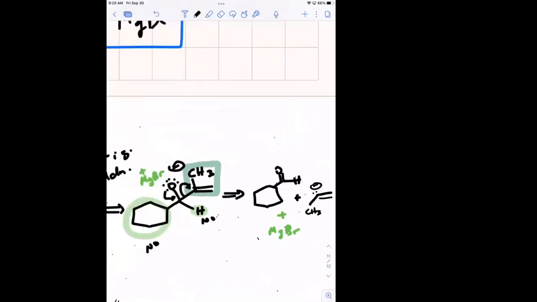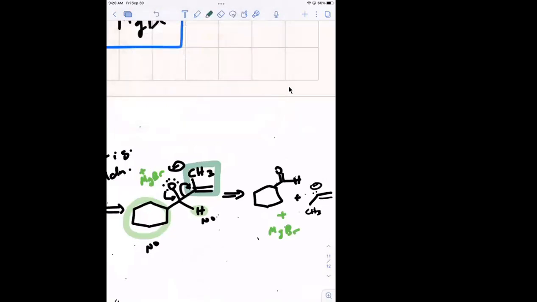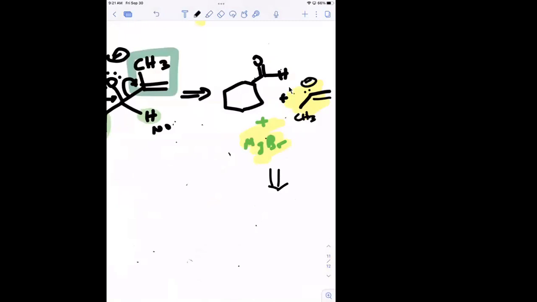Right. So now you know, and this is really an informal way of doing this, what two things to put together to make the Grignard, right? It would be this and this. So we can show another arrow where now this is my Grignard. Y'all following? Anybody not see it?